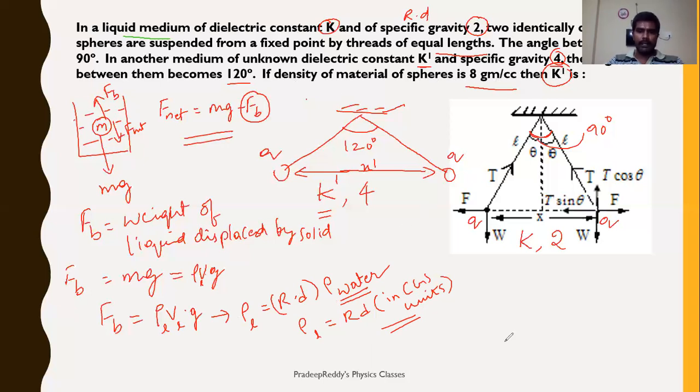Now I will be using these concepts. First I will explain the question and then we will go for the solution. And remember, this is what we are going to use: buoyant force is equal to rho L VL into G, and the density of the liquid in magnitude will be equal to relative density.